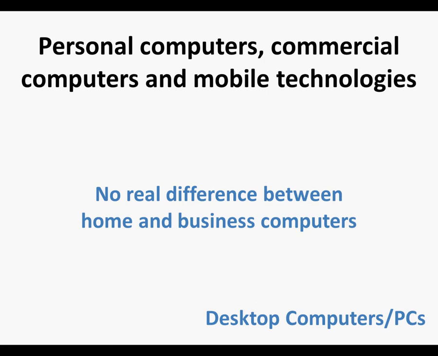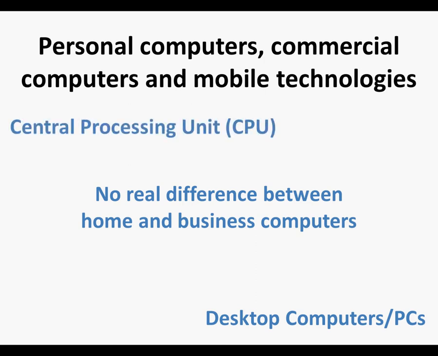So we've got our different types of computers: desktop computers or PCs, also known as personal computers. These have a CPU, or central processing unit. It's basically a microprocessor, one or more, which processes the raw data and turns it into information.